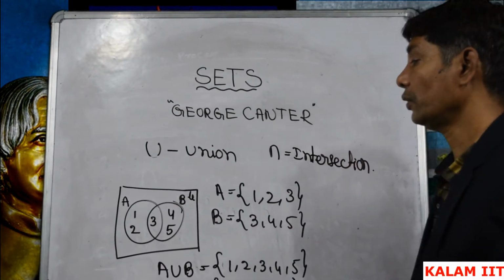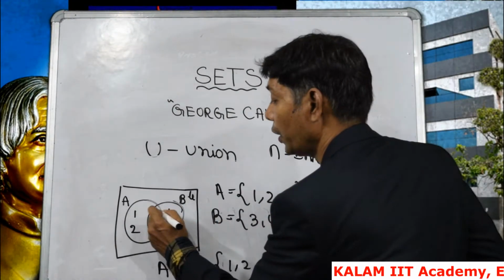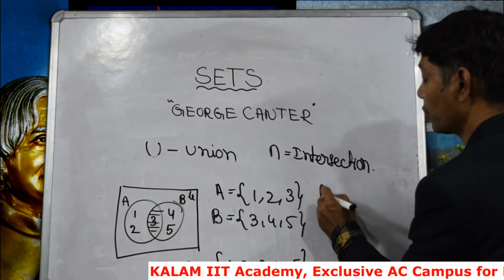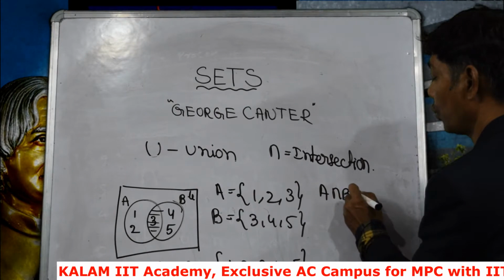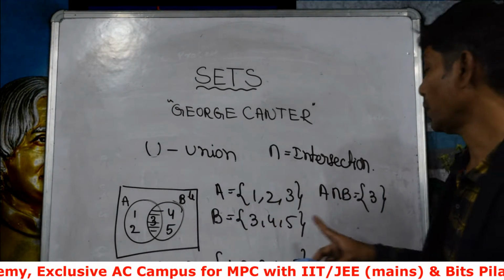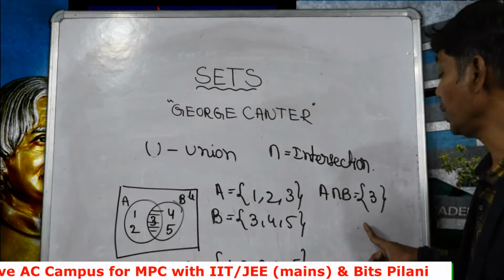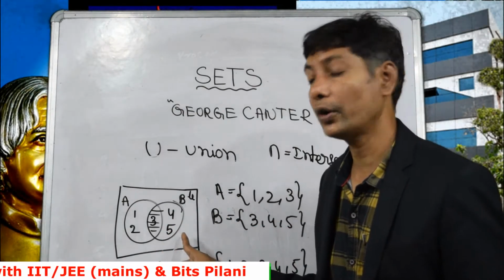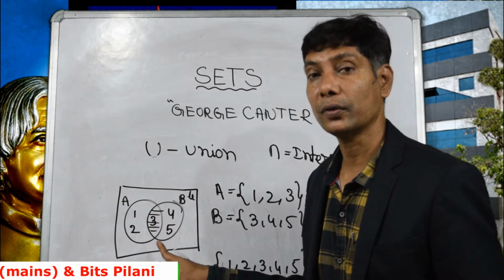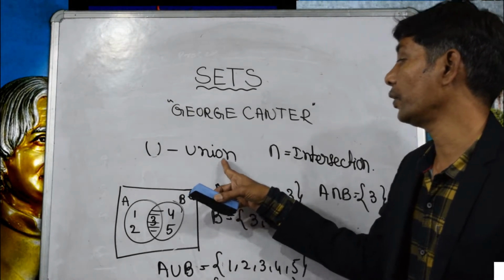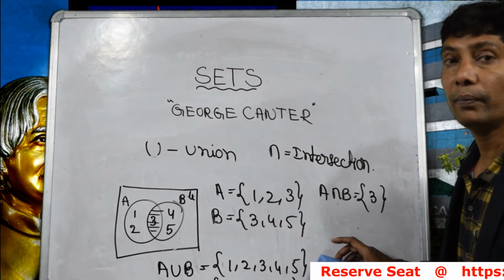Now, intersection. In intersection, you have to take only common elements. A intersection B is equal to, that means only 3 is present in both. That's why A intersection B means the common elements in both A and B sets. We have to take only common elements. In this way, you can calculate A union B and A intersection B.